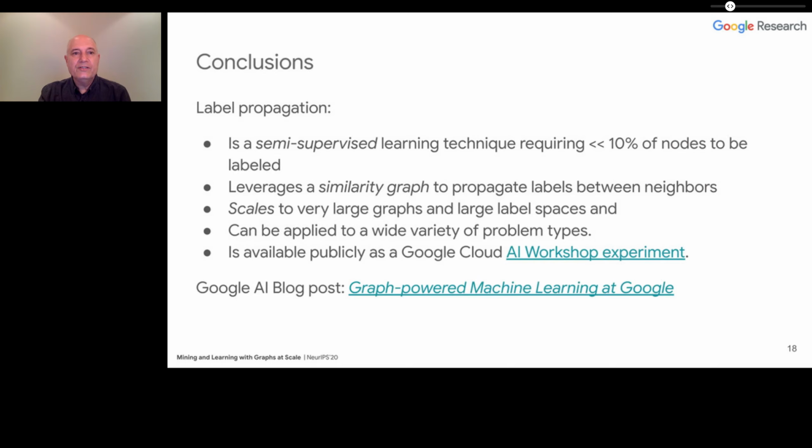So in conclusion, label propagation is a very powerful semi-supervised learning technique that requires only a very small portion of your data to be labeled. It makes use of a similarity graph to propagate labels between neighbors. And we have a system at Google that scales to very large graphs and also large label spaces. And because it's a very general technique, it can be applied to a very wide variety of problems.